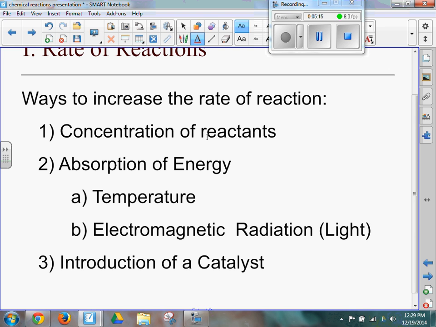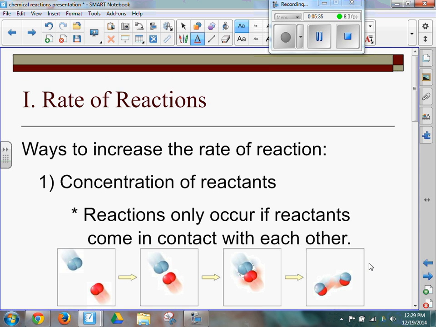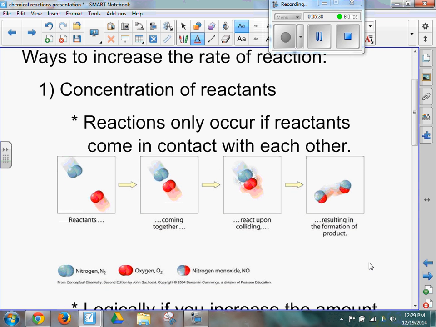The reaction will increase. The absorption of energy, two ways that we can absorb more energy. Either we can increase the temperature, increasing kinetic energy, or we can take in more electromagnetic radiation, or what's simply known as light. Okay? And the third way that we can increase the rate of reaction is, of course, the introduction of a catalyst. So what we're going to do here first is talk about the concentration of reactants.